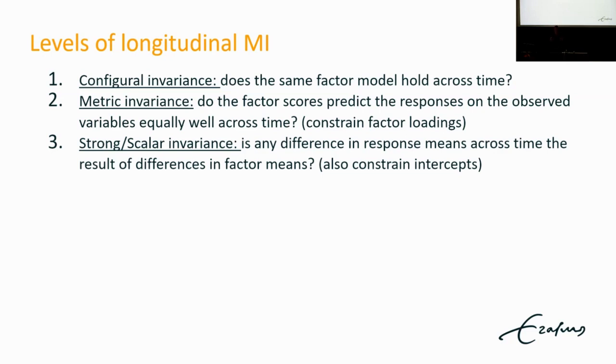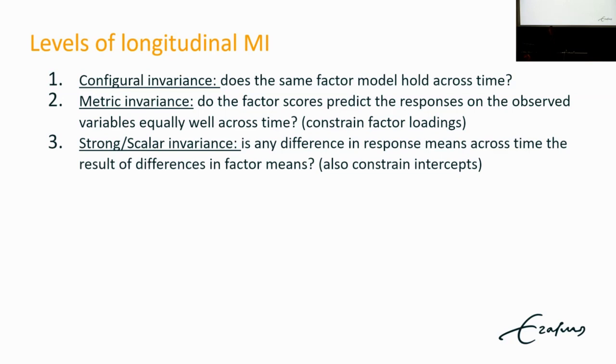And if that holds, this implies that any difference you see in the means on the items are the result of differences on the latent variable level, differences in factor means. Because the strength connecting the item with the factor is the same. The mean can be different, of course, and the intercept is also the same. So in terms of the expected means, any differences in means across the time points can only be the result of differences in factor means.